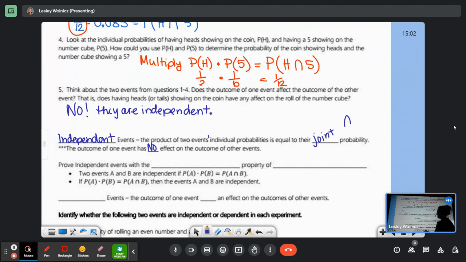Okay, we can prove independent events with the multiplication property of independence. Two events A and B are independent if... this is not a drill. Okay.